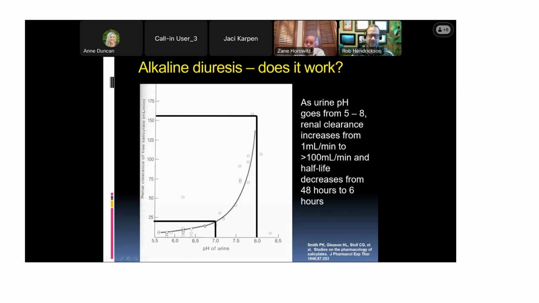But if you can increase it, you see this curve. This is the excretion curve, the clearance curve for salicylates. You get their pH over 7. That curve is really, really steep. So that difference between 7 and 8 is really, really huge.